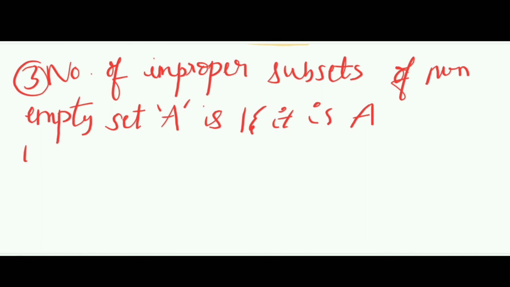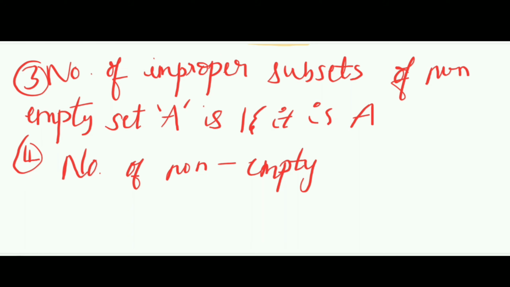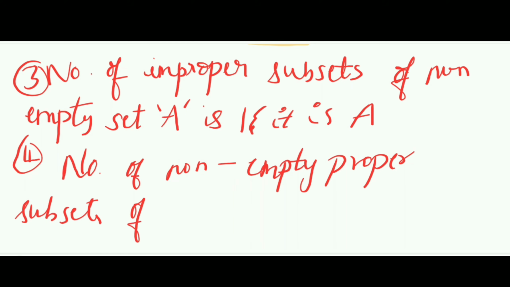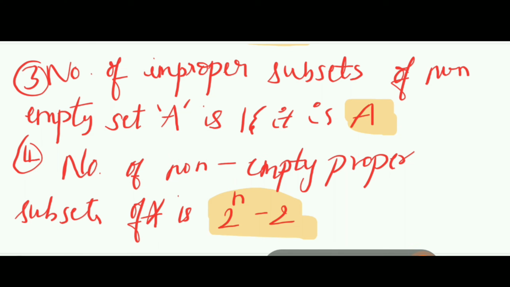Now the fourth point we will see is the number of non-empty proper subsets. Number of non-empty proper subsets means it is not a null subset. Non-empty proper subset means again A is not equal to B, and the number of non-empty proper subsets of A is 2 power n minus 2. Remember all the formulas, it is very important actually. Okay, so let's continue.